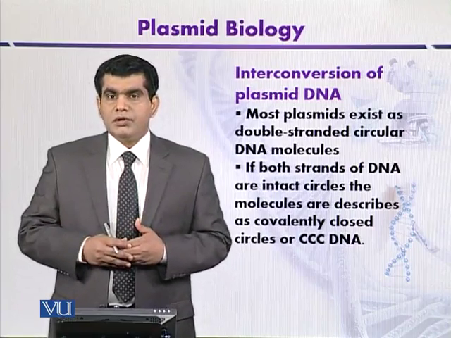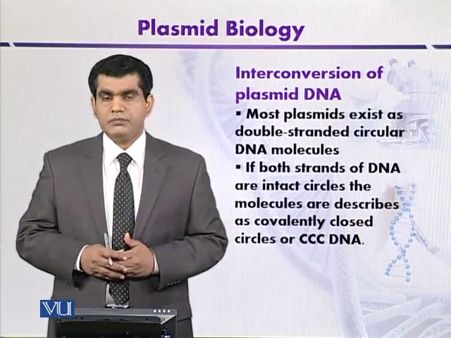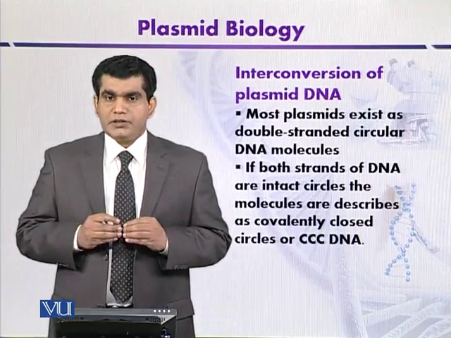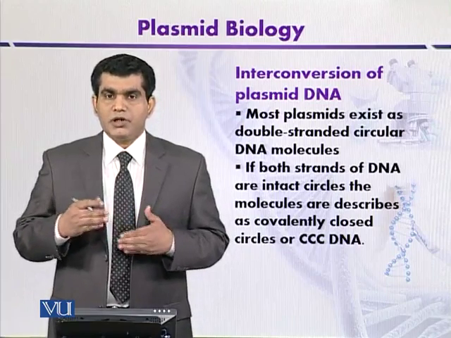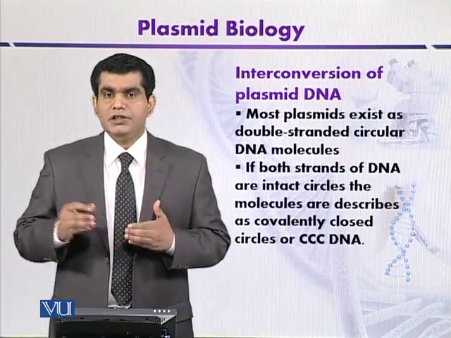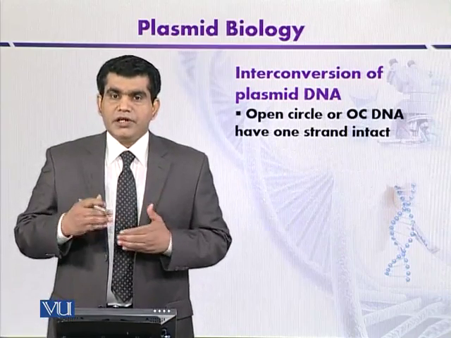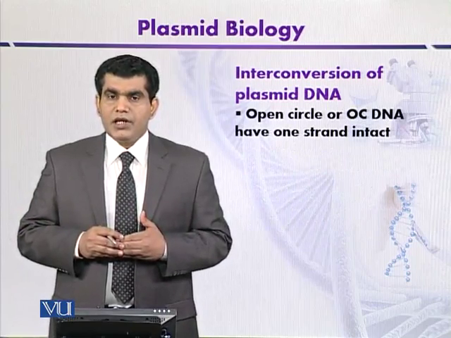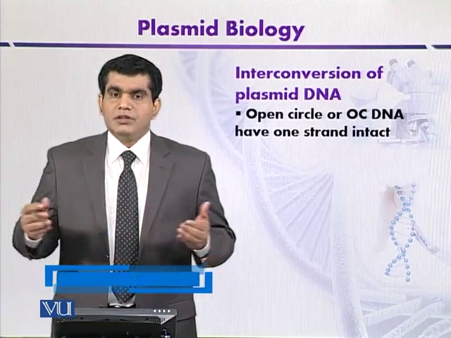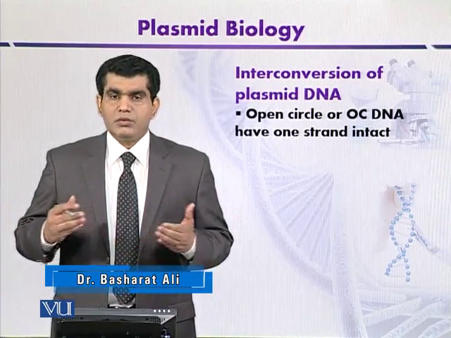So naturally, plasmid is mostly present in the form of circular DNA molecule. If both strands of the DNA are intact, then in that case it is called covalently closed circle DNA, or cccDNA. If one strand is intact and the other has a gap, then under such circumstances the plasmid is called open circle DNA, or OCDNA.